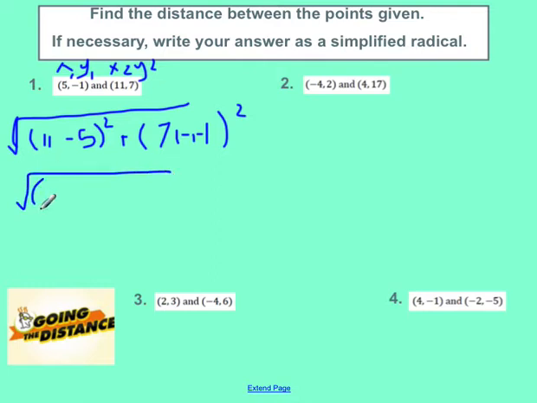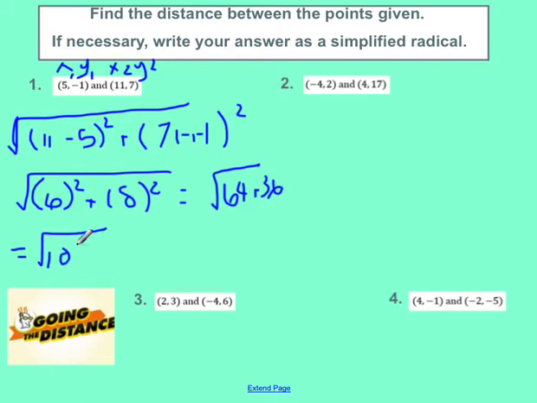So then we have the square root of 11 minus 5, which gives me 6 squared. And then 7 plus 1 gives me 8 squared. So then I end up getting the square root of 64 plus 36. You add those two together and you get the square root of 100. If you know your perfect squares, that's going to make this note sheet a lot easier, because we know that the square root of 100 is 10. So the final answer for number 1 is 10.